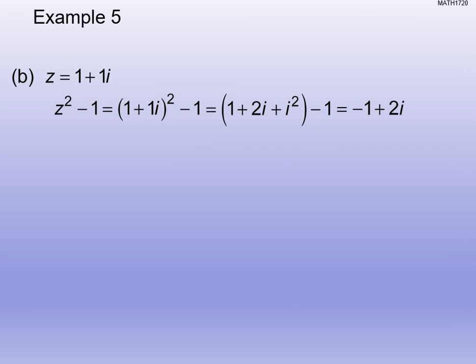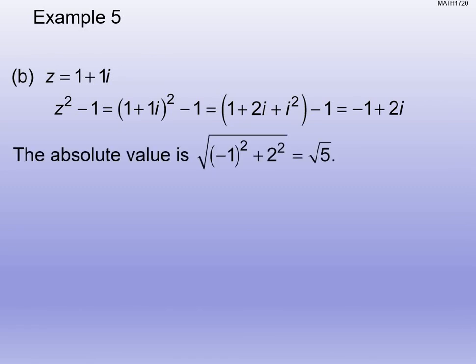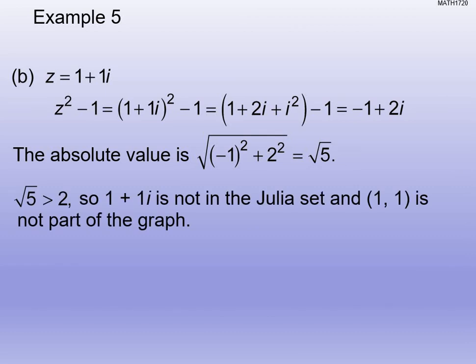So when we get that first z squared minus 1, we end up with negative 1 plus 2i. If we find the absolute value, we take the square root of negative 1 squared plus 2 squared, which is the square root of 5. The square root of 5 is greater than 2, so it's not going to be in the Julia set. You don't have to keep going. You can just stop right there after you've done the check to see if it's in the Julia set or not.